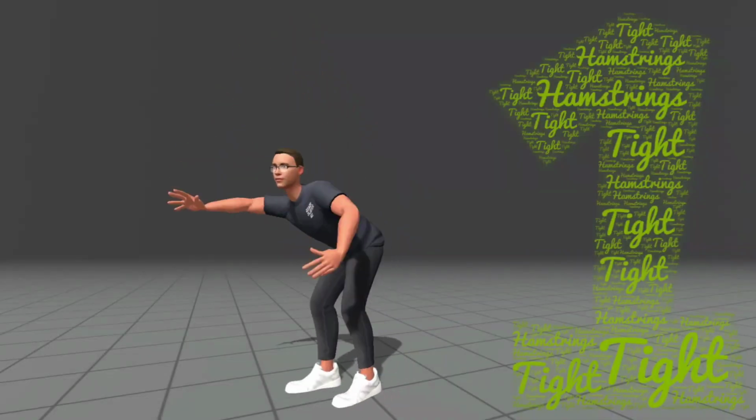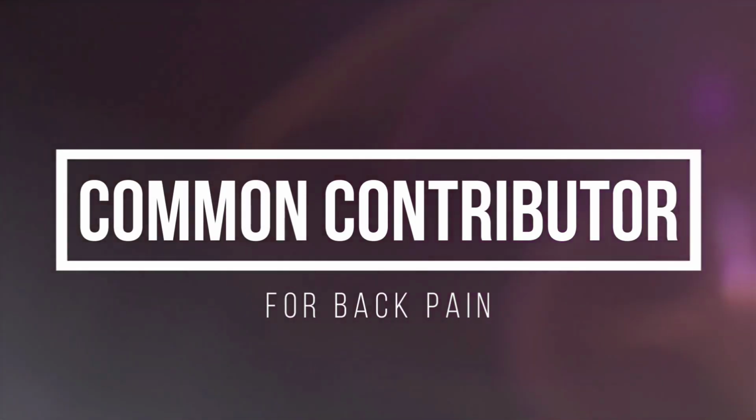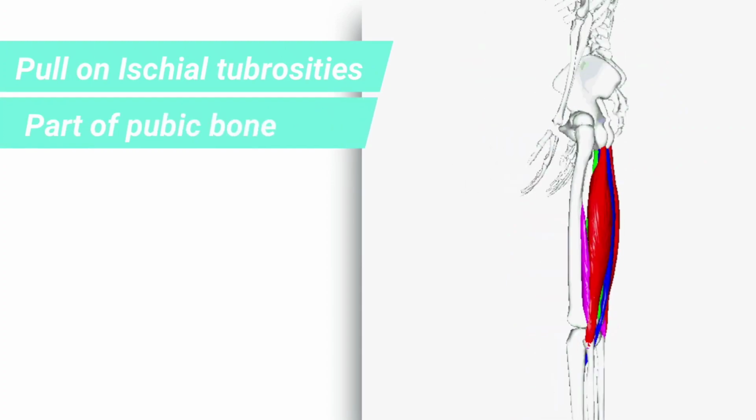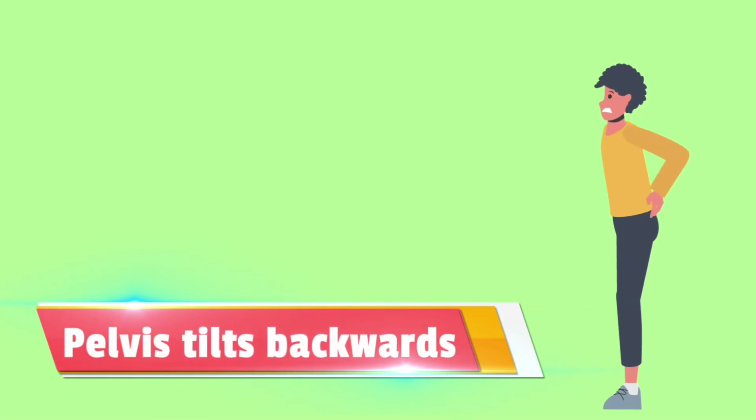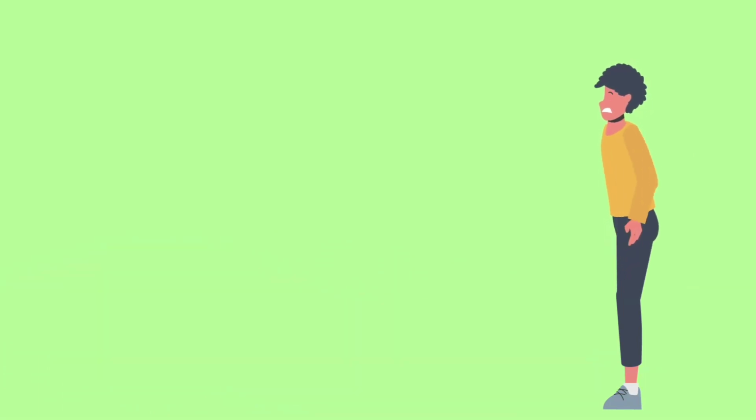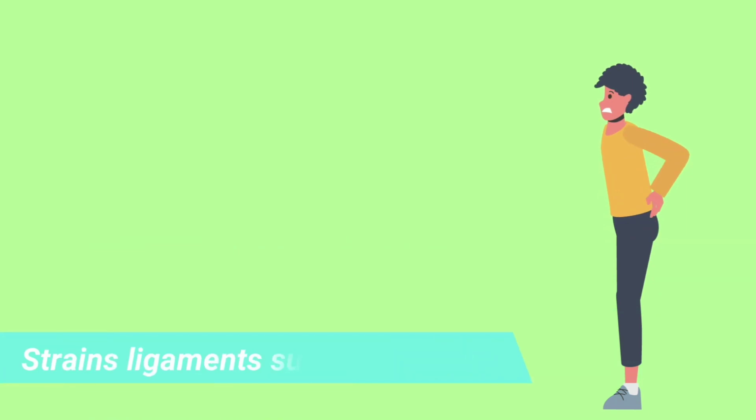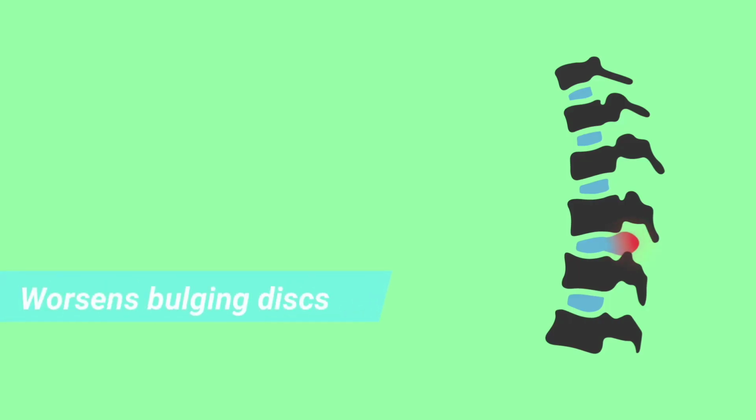Let's now go to the causes of back pain. First one is tight hamstrings. Tight hamstring muscles are actually a common contributor to lower back pain. Tight hamstrings will pull on the ischial tuberosities, one of the areas of your pelvic bone. This tends to tilt your pelvis backwards. Joints adjacent to this move in what is called a coupled fashion. So when the pelvis tilts back, the vertebrae in your lower back flex forward, and this can strain the ligaments that surround your vertebrae and also make bulging discs in your back worse. So it can worsen your pain.